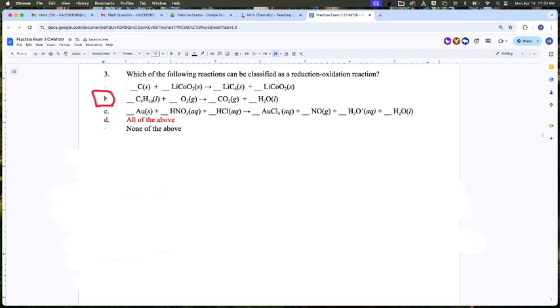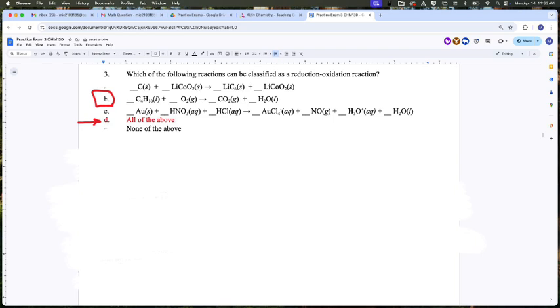B. Unless, of course, there's another answer choice that includes B. Is there another answer choice that includes B? D. Dang, all of the above. Which means what do we have to do? We need to go through and check the other ones.